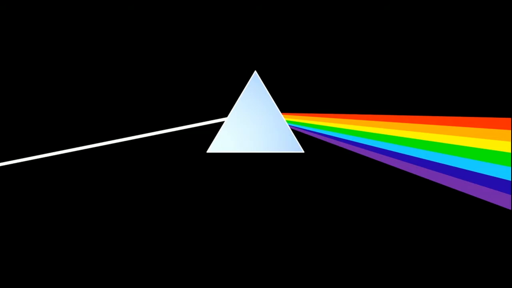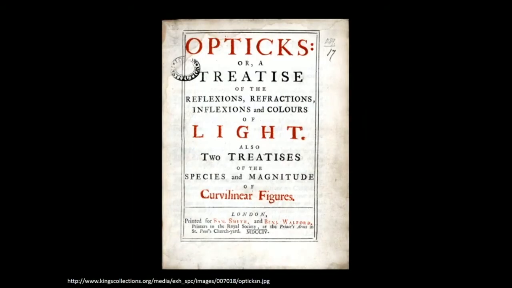What Newton actually did was he published a treatise. First, he went to the Royal Society in London. He said, look, I did this amazing experiment with this glass prism that I bought at the fair and this ray of sunlight, and I made a rainbow. And then he published his treatise on optics.